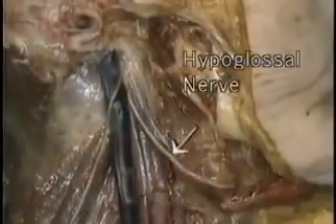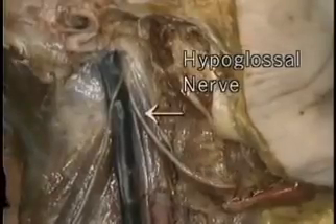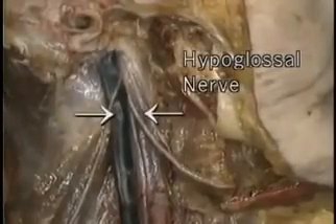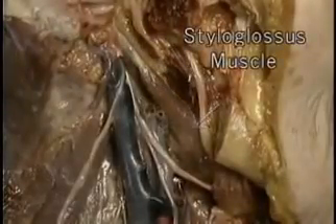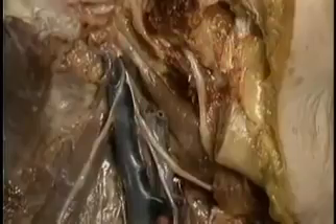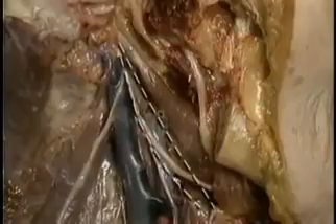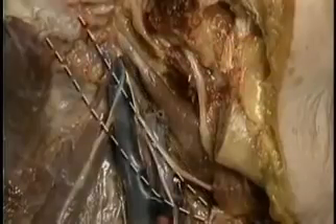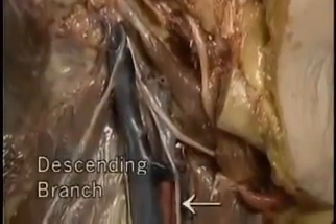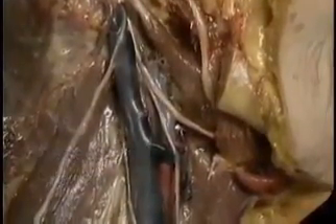The hypoglossal nerve emerges between the internal carotid artery and internal jugular vein. It runs downward and forward across the external carotid artery. We've added the styloglossus muscle to the picture here. Missing from the picture are the stylohyoid muscle and the posterior belly of the digastric. The hypoglossal nerve gives off this descending branch, then turns and runs forward.